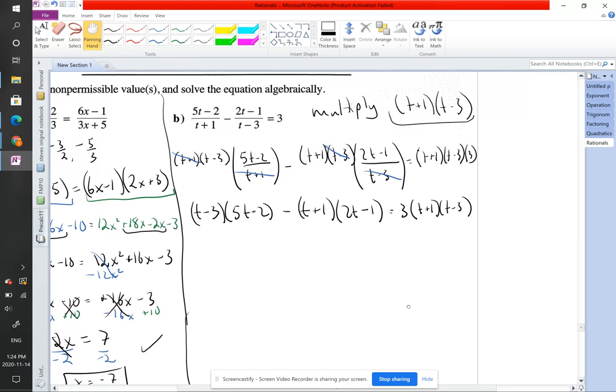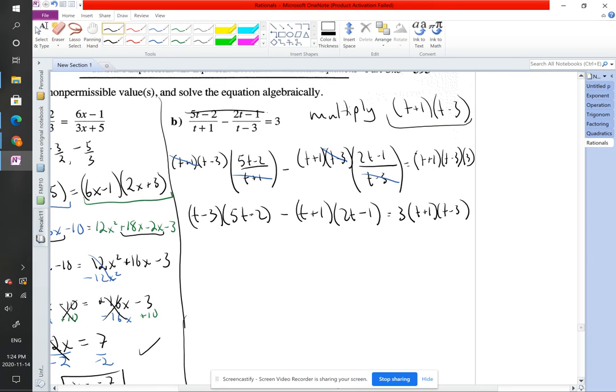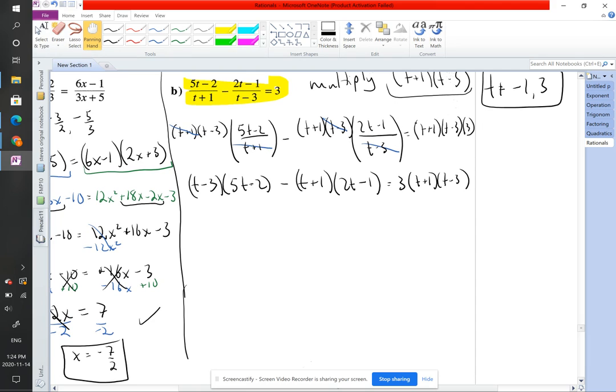What I should have done before is looked at our initial equation. That's not what I wanted to do. Look at our initial equation and come up with my non-permissible values. So I'll do it off to the side here. t cannot equal -1 or +3. Okay, now we can expand everything.